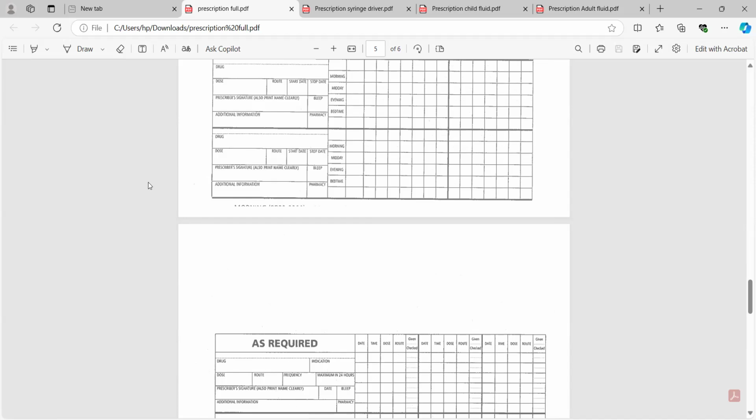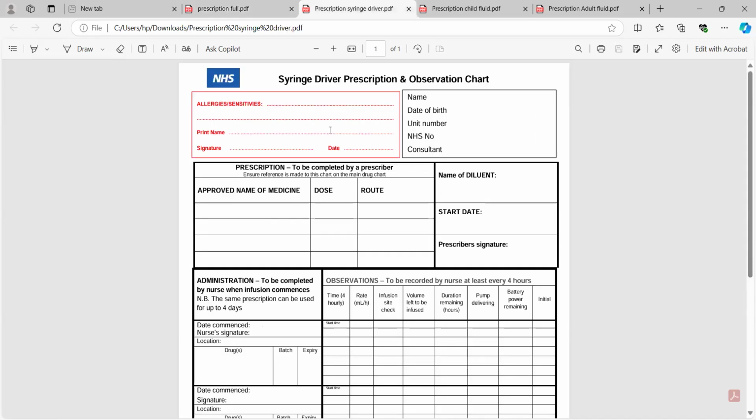And in addition to that, they also prescribe a syringe driver for breakthrough pain medication. So for example, you have to paste the patient details over here, and the other details over here. Then you write the name of the medicine here. For example, morphine, whatever dose, subcutaneous, and the diluent, what to use as diluent, the starting date, and your signature over here. So this is your main task. If you fill both pages, the as-required one and this one, you can get maximum marks for your management part.